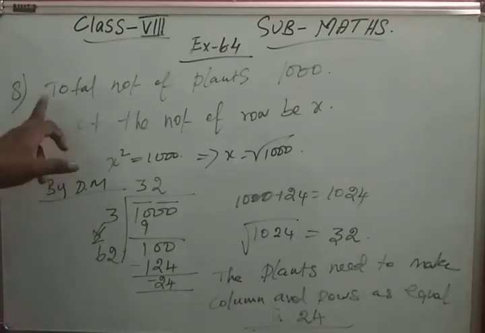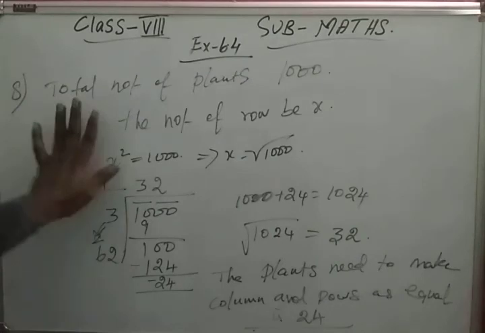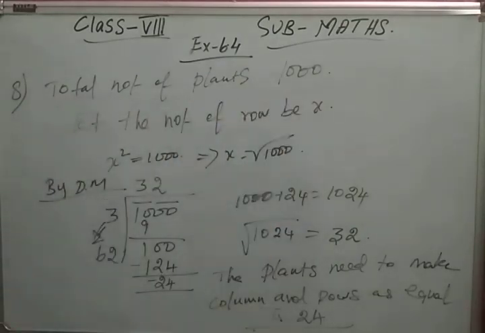Understood, students? What have we done? The total number of plants we have taken is 1,000. For that we have taken the rows as x. Rows and columns are equal, so x squared is equal to 1,000. We solved the sum by the division method and got minus 24 as the extra. Then we added it to 1,000. 1,024 by the division method, we will get 32 rows and 32 columns. That's why the plants needed to make columns and rows equal is 24.